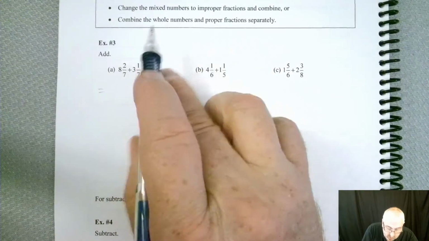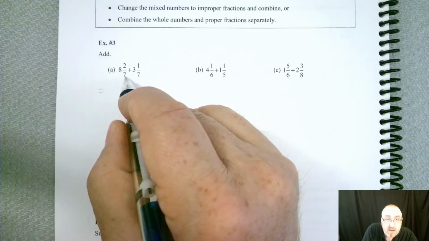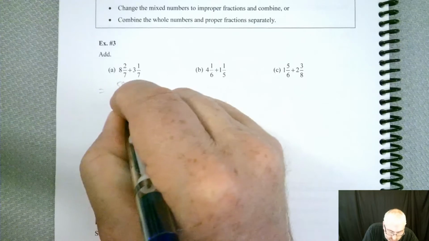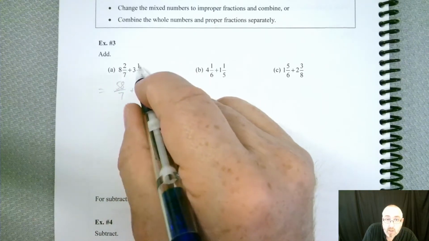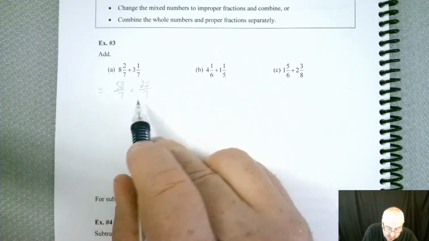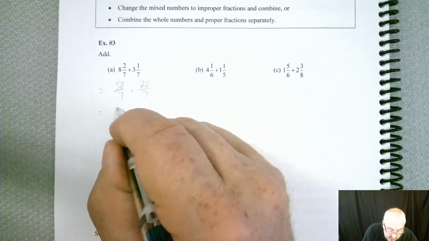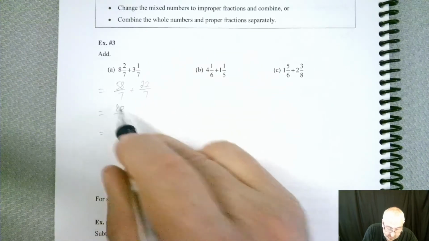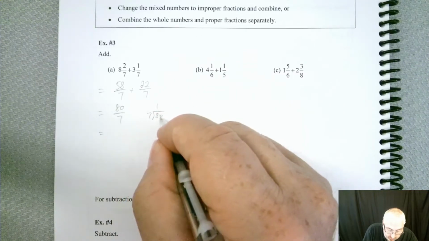But if we use the improper fraction method, we'd say, okay, well, 8 times 7 is 56, 57, 58. So 58 over 7, and 3 times 7 is 21, plus 1 is 22 over 7. So now we can combine our tops, which gets you to 80 over 7. And then if we divide 7 into 80, that's going to go in once with 3 left over.